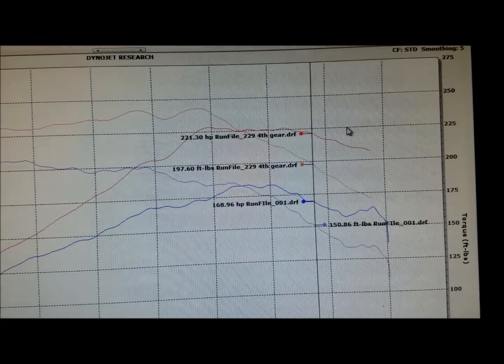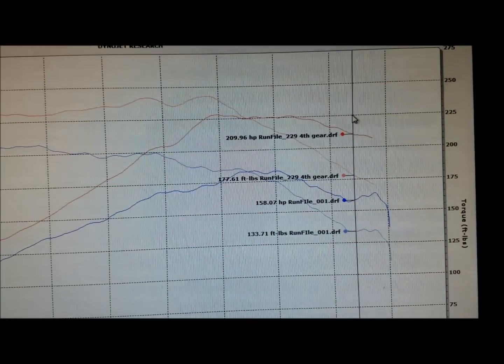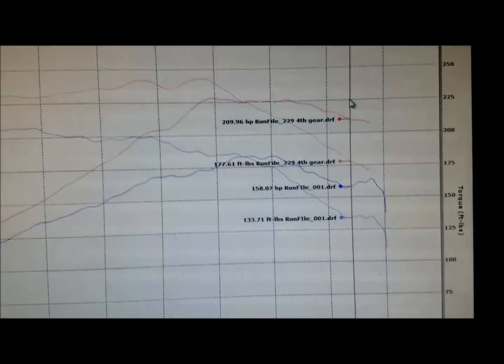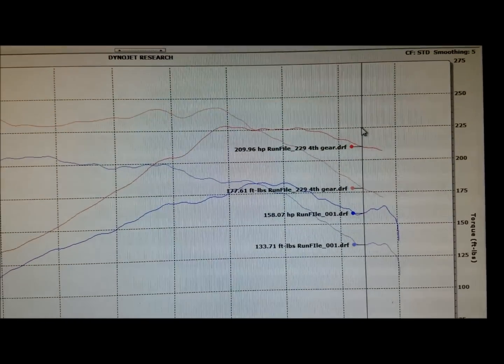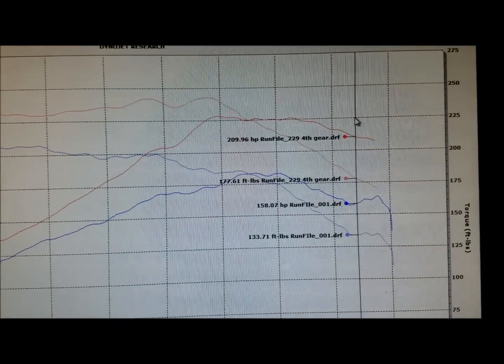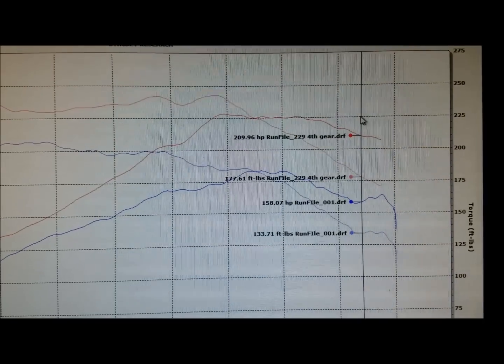So we're going to go right here to red line. So it's 158 versus 209 horsepower at 6,200 RPM. So 51 horsepower, more or less, at that point in the curve. That's huge.